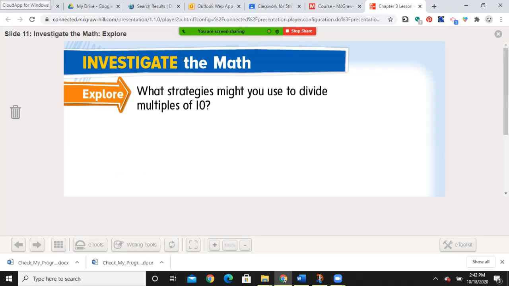All right, so what strategies might you use to divide multiples of 10? Well, if you think back for a moment to multiplication, we multiplied the non-zero digits and then moved the zeros. So that might be a good spot to begin our exploration today.